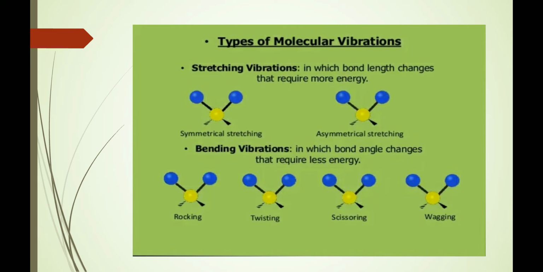Now, types of molecular vibrations. First is stretching vibrations, in which bond length changes, which requires more energy. This is symmetrical stretching and asymmetrical stretching, as you can see here. Second is bending vibration, in which bond angle changes, which requires less energy, meaning rocking, twisting, and wagging.